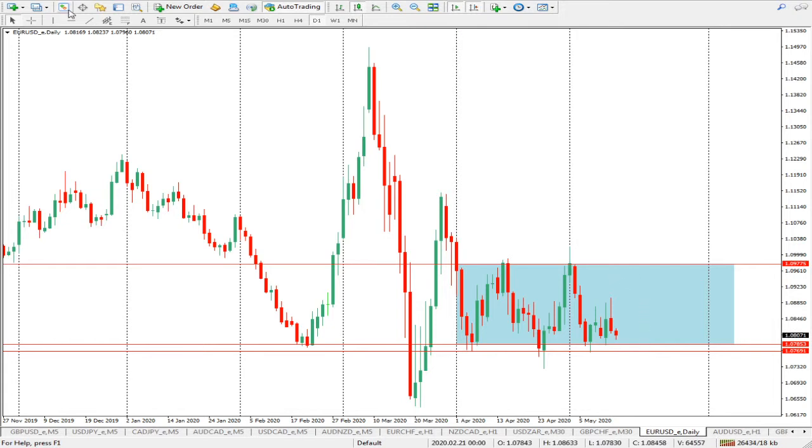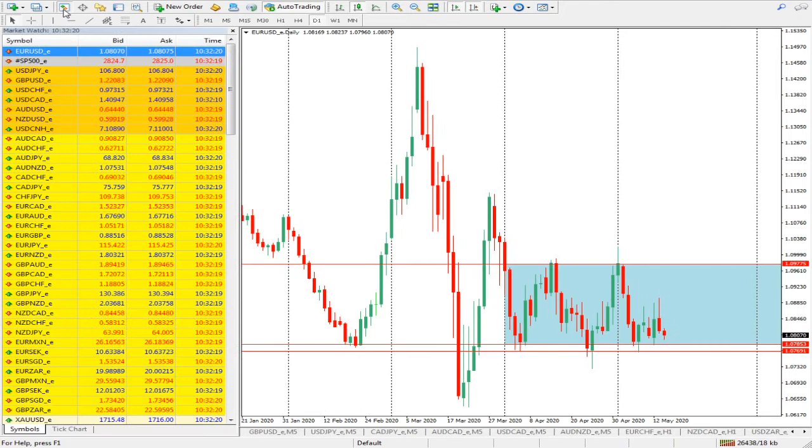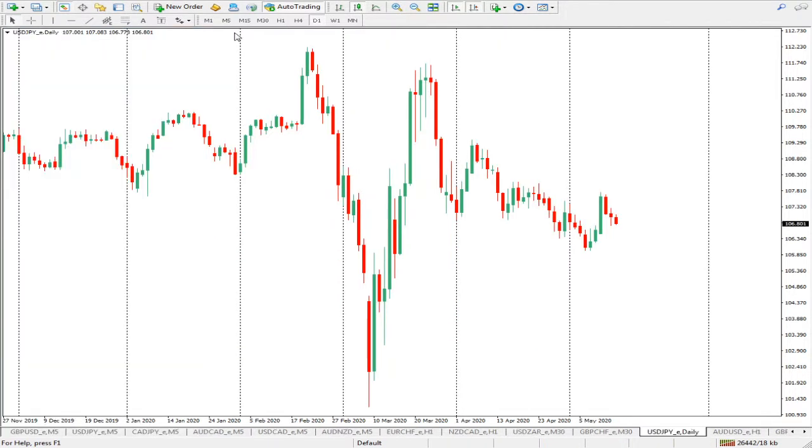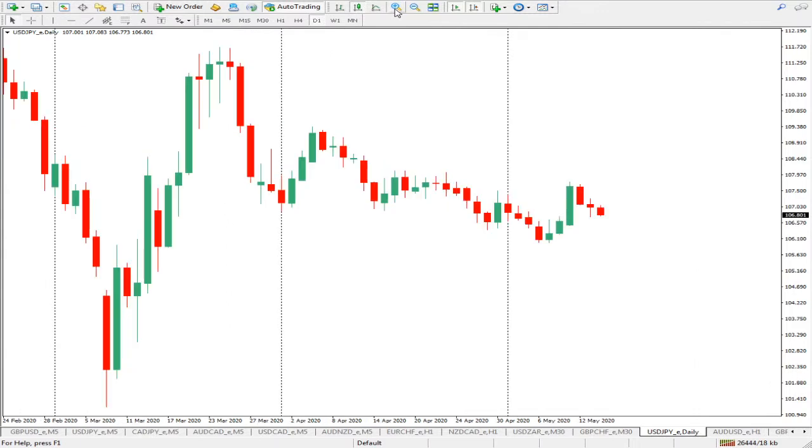So we'll move forward. Let's see what we have on the next symbol. We'll look at USDJPY. This is downwards. We have an active downtrend, and somehow we are within some shape, a contracting wedge formation.